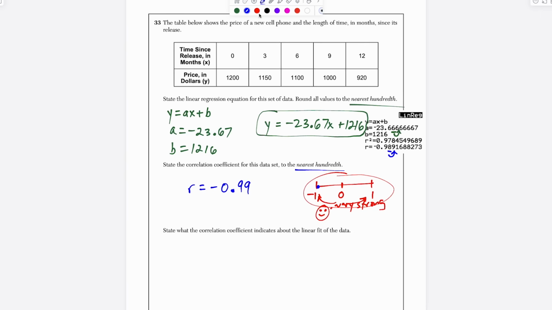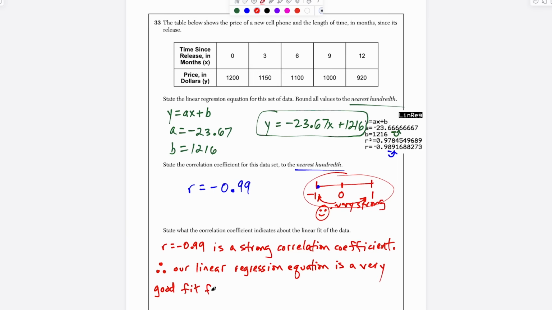So all we have to say for this last part is that the correlation coefficient is strong, which means that our linear regression equation is an excellent fit for the data. Now, one thing I want to point out, if you've never seen this notation before, the 3 dots in math mean therefore. So I'm just mentioning here that therefore our linear regression equation from the first part is a very good fit for the data.